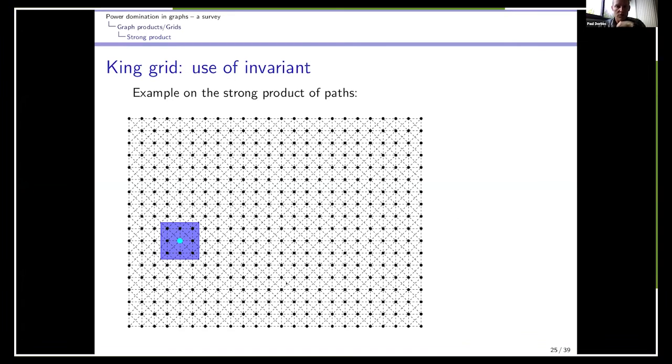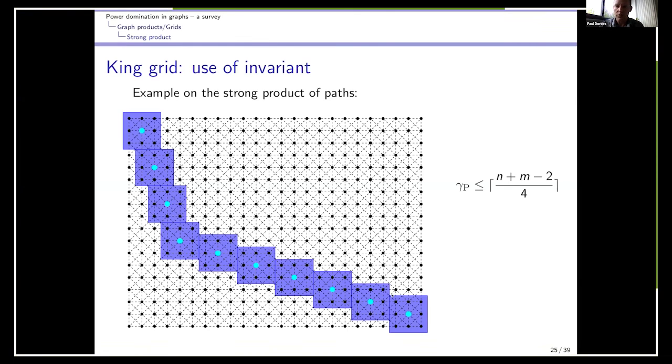So when you pick a vertex here, you dominate 9 vertices: the vertex chosen, plus the 8 neighbors. If you play a bit with such a grid, you will figure out that you can make some pattern to dominate the whole grid. It looks something like that. You cover blocks of 9 vertices like this, and you want to have a diagonal that will be completely dominated.